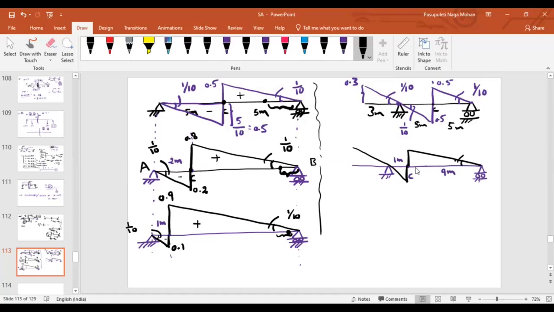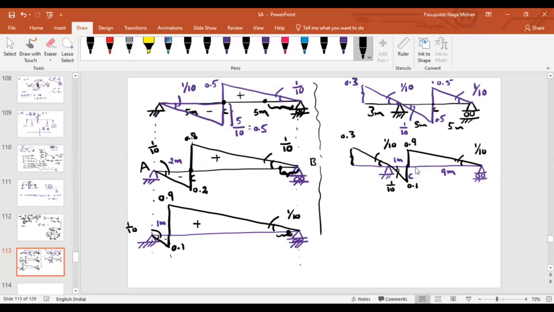Again, the slope will not change. Why? Because again, it is 1 by 10. And here also the slope will not change. How much? 1 by 10. What about this magnitude? 0.1. What about this magnitude? 0.9. What about this slope then? If this is 1 by 10, this slope is also the same, 1 by 10. And again, what about this ordinate?